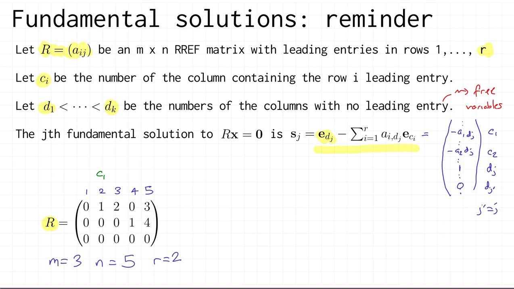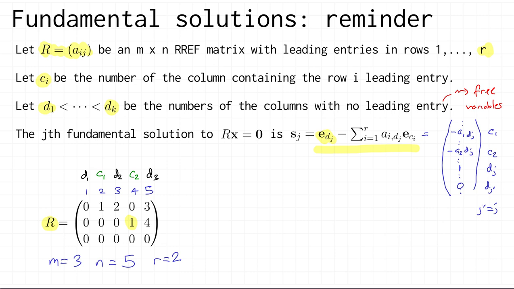And C2 is supposed to be the number of the column of the row 2 leading entry. The row 2 leading entry is right here. So the number C2 is equal to 4. That's the column of the row 2 leading entry. And the D's were the numbers of the columns with no leading entry. So D1 here is equal to 1, D2 here is equal to 3, and D3 here is equal to 5.